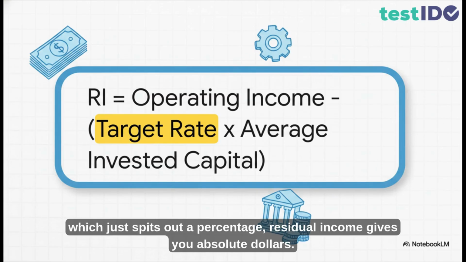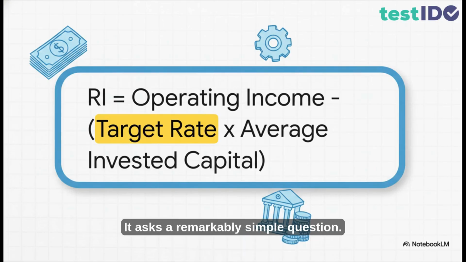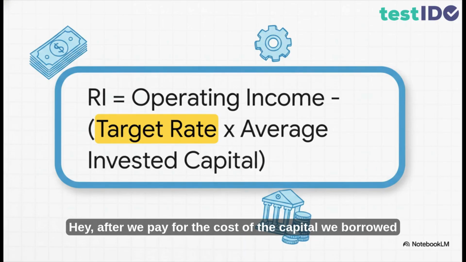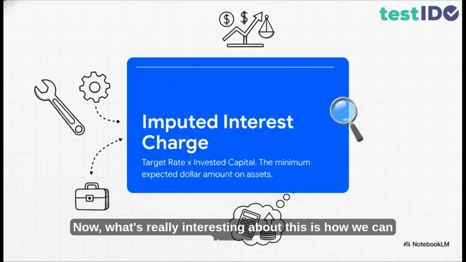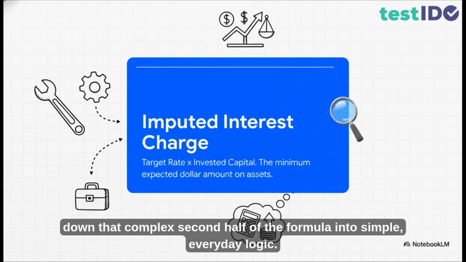Now, unlike ROI, which just spits out a percentage, residual income gives you absolute dollars. It asks a remarkably simple question. Hey, after we pay for the cost of the capital we borrowed to run this division, are there actual physical dollars left over? Now, what's really interesting about this is how we can break down that complex second half of the formula into simple, everyday logic.